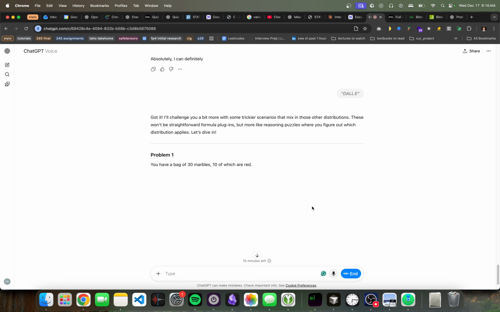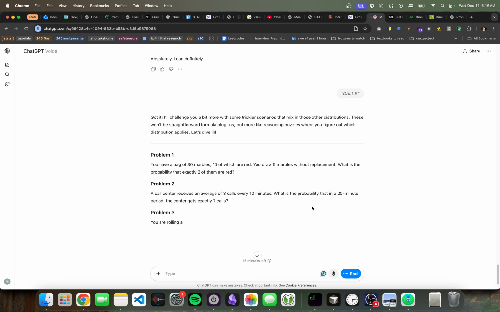Okay, problem 1. You have a bag of 30 marbles, 10 of which are red. You draw 5 marbles without replacement. What is the probability that exactly 2 of them are red? Number 2. A call center receives an average of 3 calls every 10 minutes. What is the probability that in a 20-minute period, the center gets exactly 7 calls?